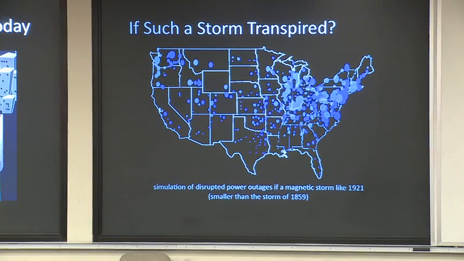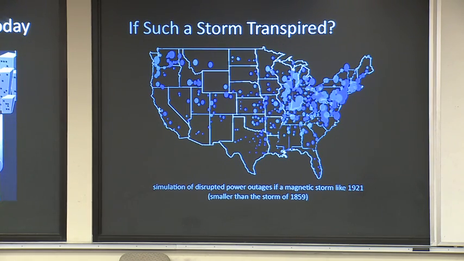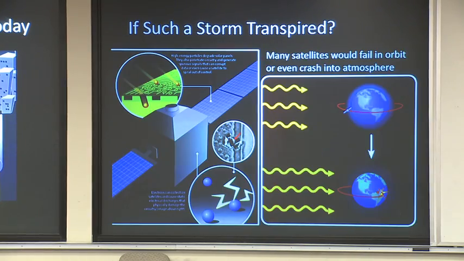In fact, this is a simulation of the level of power outages there would be in the United States if there was a magnetic storm as big as the one that was in 1921, which itself was only a third or a fourth of the size of the one in 1850. So no one's ever bothered to do the simulation of the one in 1850, because that would be pretty much the entire country blacked out. So the economic catastrophe would be pretty big if something like this happened again.